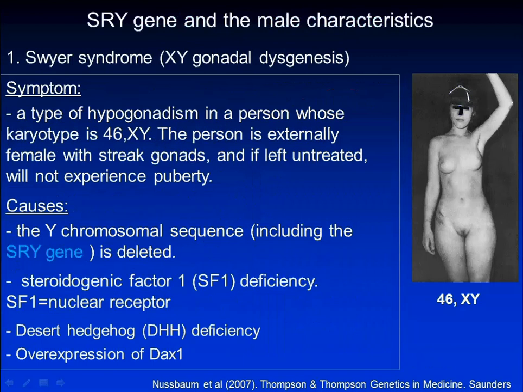Swyer syndrome, or XY gonadal dysgenesis, is typically caused by loss of the SRY gene. People with this condition have hypogonadism. They have low levels of androgen and estrogen, and elevated levels of luteinizing hormone and follicle-stimulating hormone. This person is externally female, as shown here. They have streak ovaries. If left untreated, they will not experience puberty.